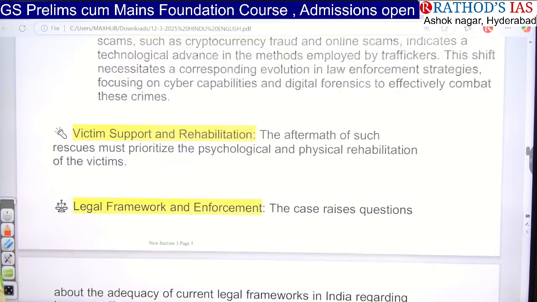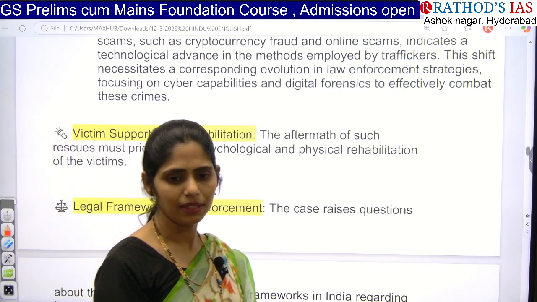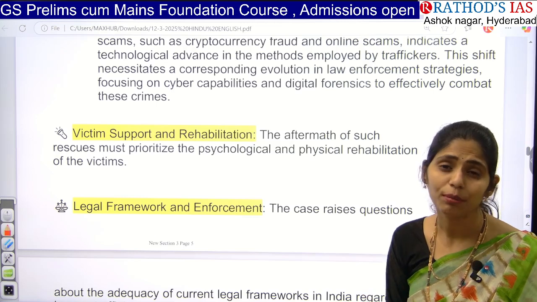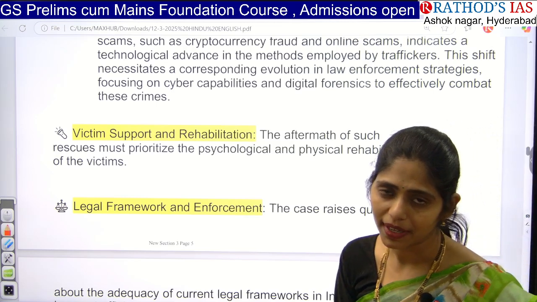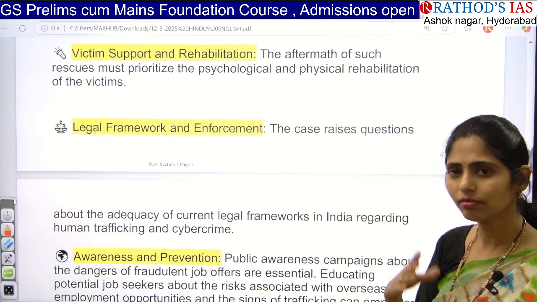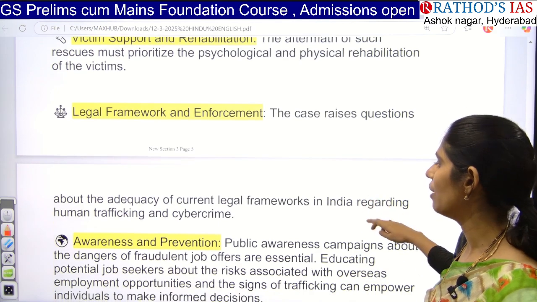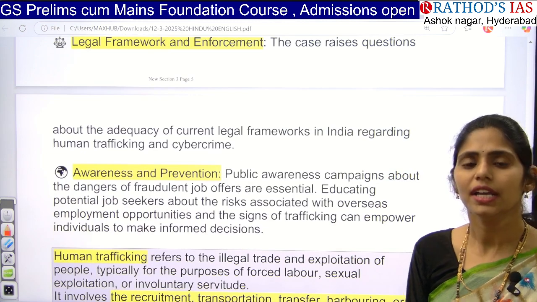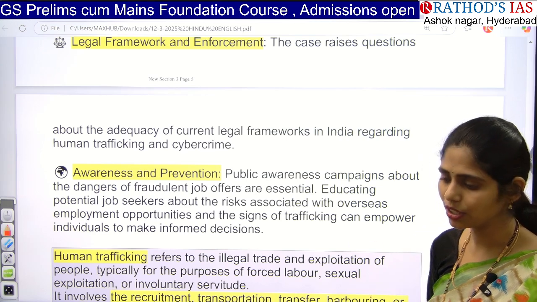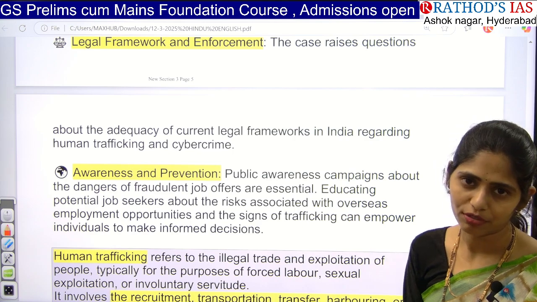And next one, whenever we are rescuing those people, will our society accept them? Obviously no. So because of this, we have to provide support for the victims as well as proper rehabilitation. Okay, so for that we have to come up with an adequate legal framework, which is also very important. And we have to improve awareness among the people regarding these new types of human trafficking, and we have to request people that you should not fall into this trap.